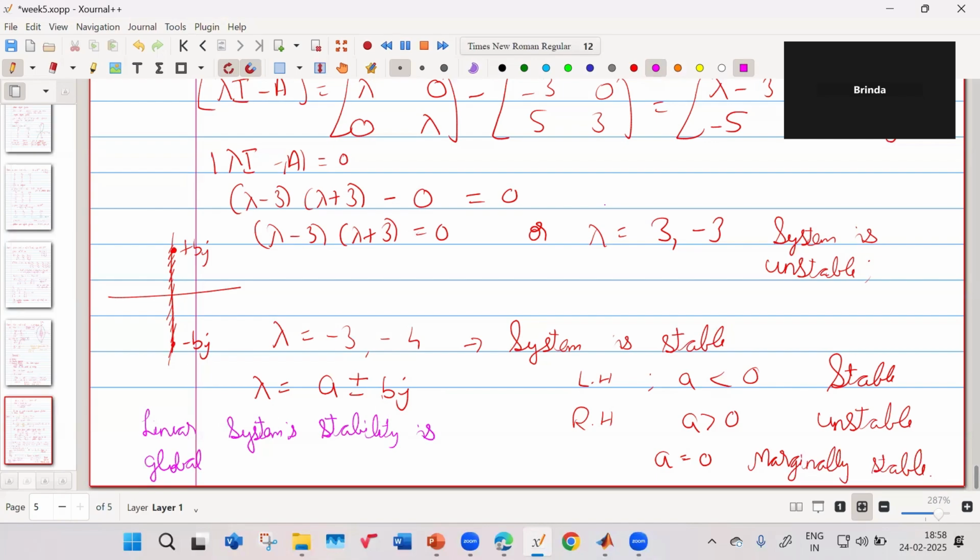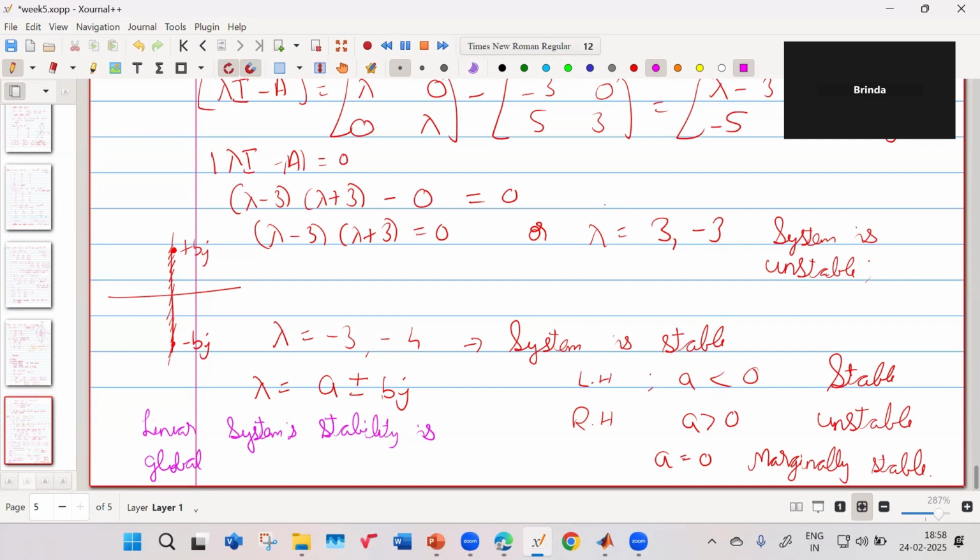Okay. So if A is less than zero, we can say for sure that the system is globally stable. If A is greater than zero, we can say that it is globally unstable. But if A equals zero, it is a very conflicting situation. Like it is just on the verge of instability. So you cannot use the term global in that case. I'm not sure, but you can say that it is marginally stable, right?